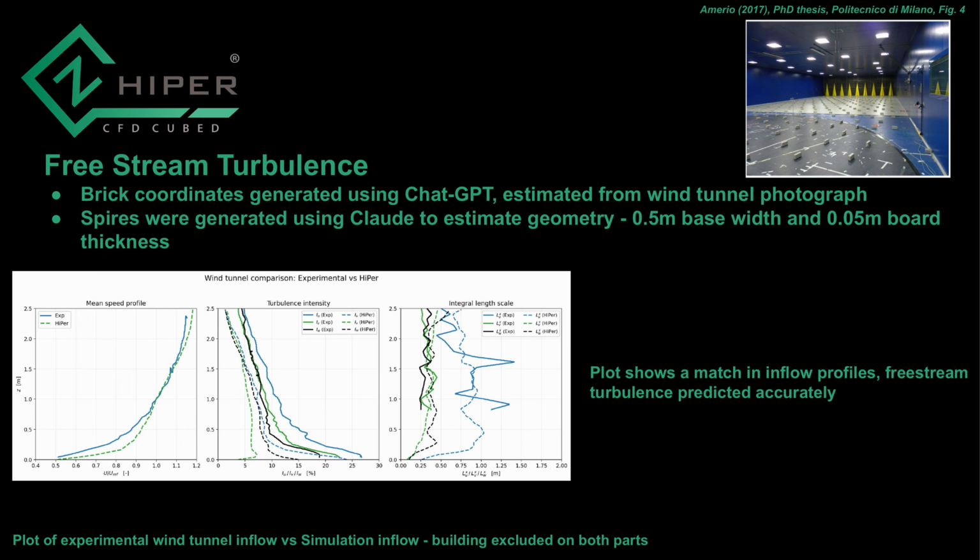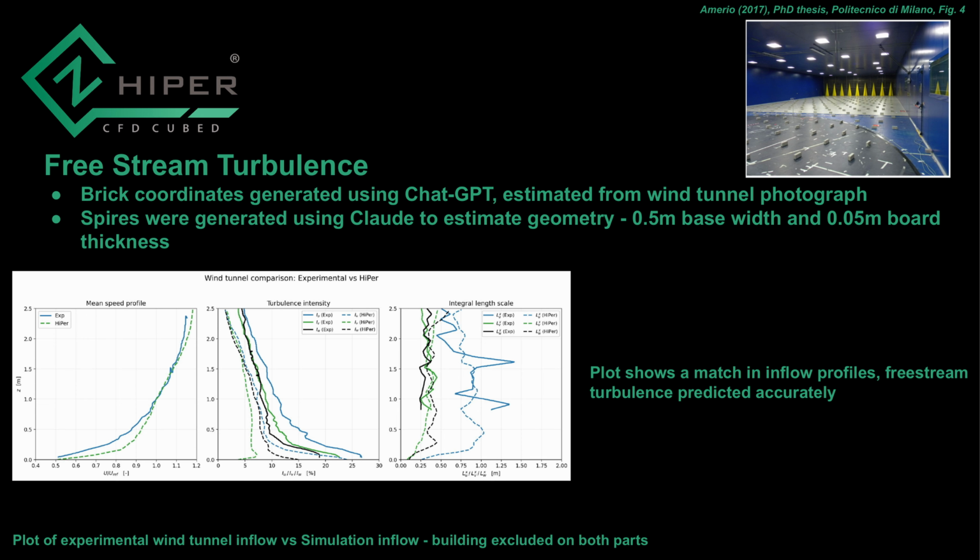What they did in the experiment to test the free stream turbulence generation was they removed the building and they set a probe in the location where the building would sit. Then they set the wind tunnel to go and measured the inflow profile. So I did exactly that with my simulation.